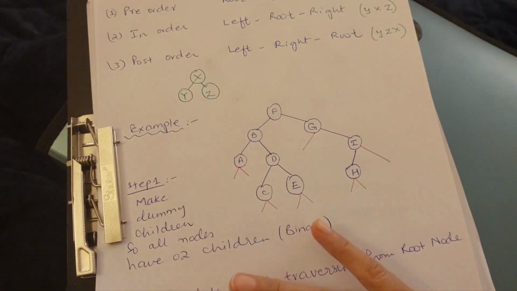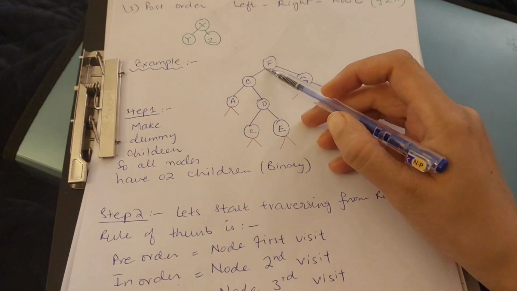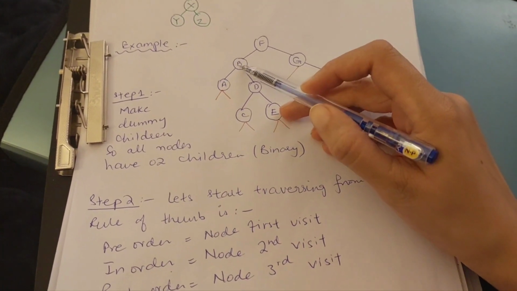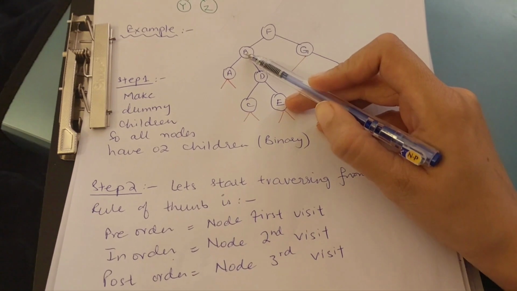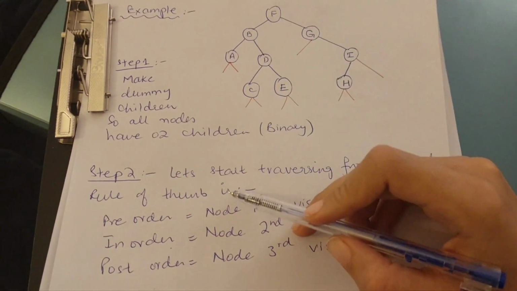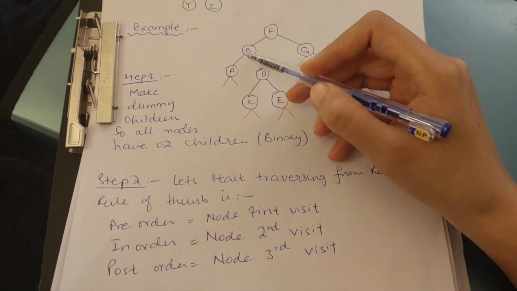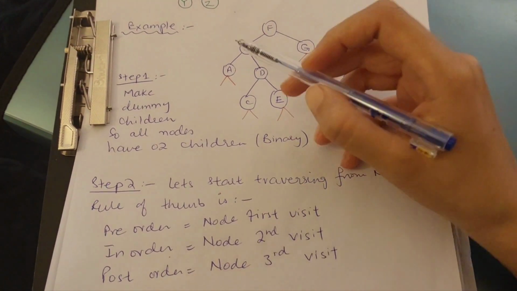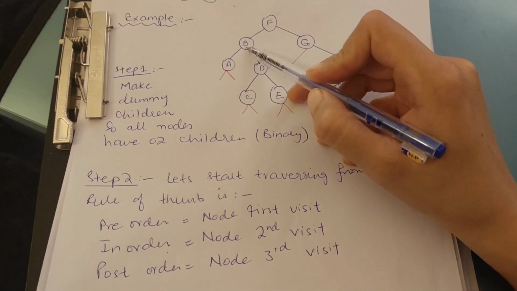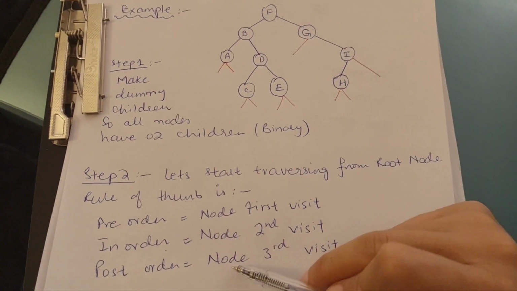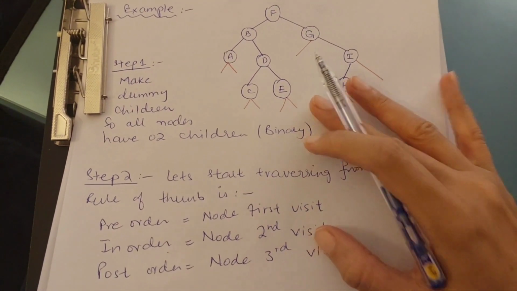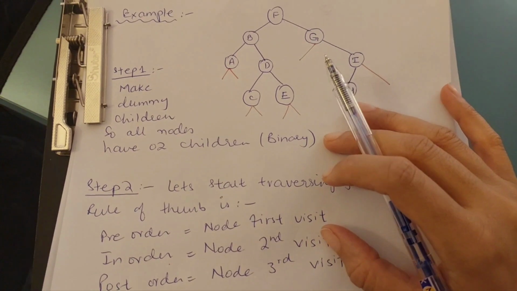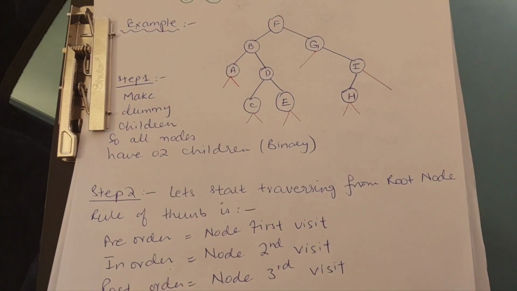For example, take node B. If I come onto node B for the first time, I will consider it in pre-order. If I come onto node B again, I will count it in in-order, and if I come onto node B a third time, I will count it as post-order. I think it's not making sense yet, so let's do it by hand right now in front of you.